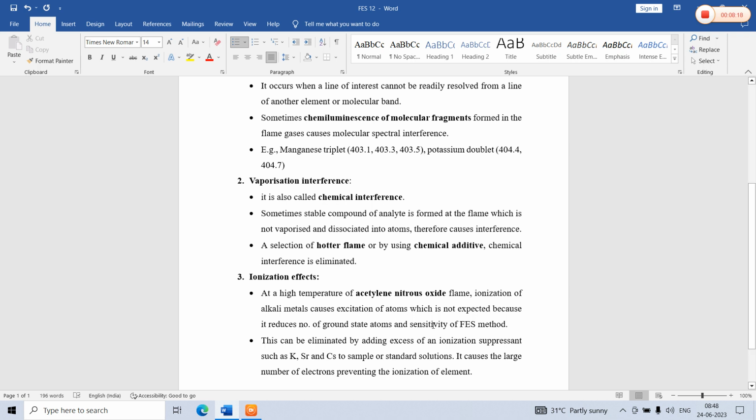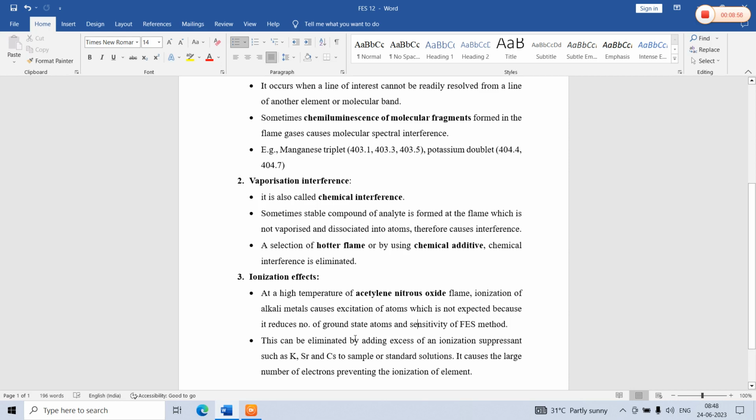So ionization is the major problem associated with a very high flame temperature. Because of the high temperature of the flame, ionization of the alkali metals takes place, and this causes the excitation of atoms. This excitation of atoms is not expected in the analysis because it reduces the ground state atoms and the sensitivity of the F.E.S method. Now, how the ionization effect is minimized is given in the second point.